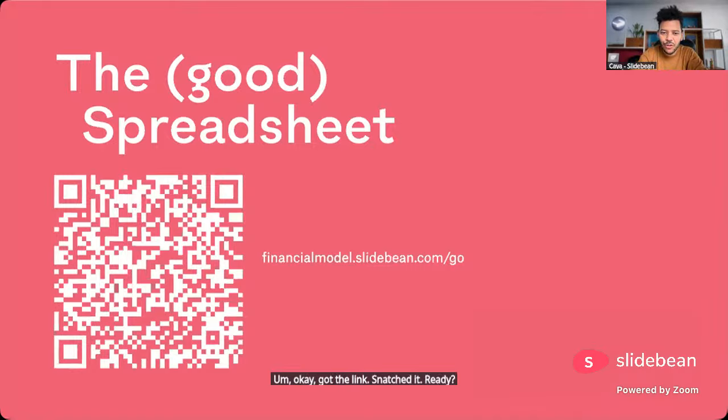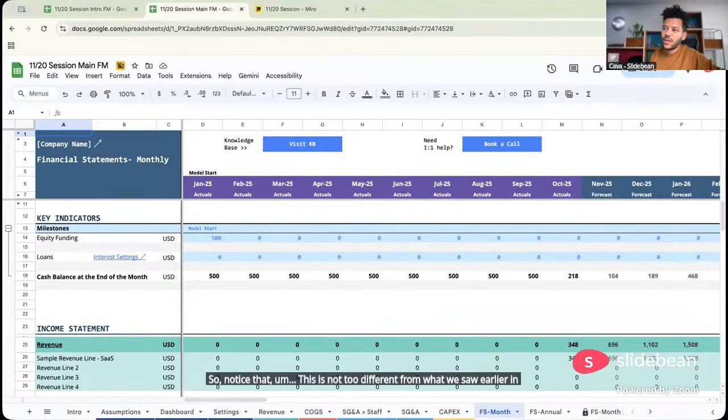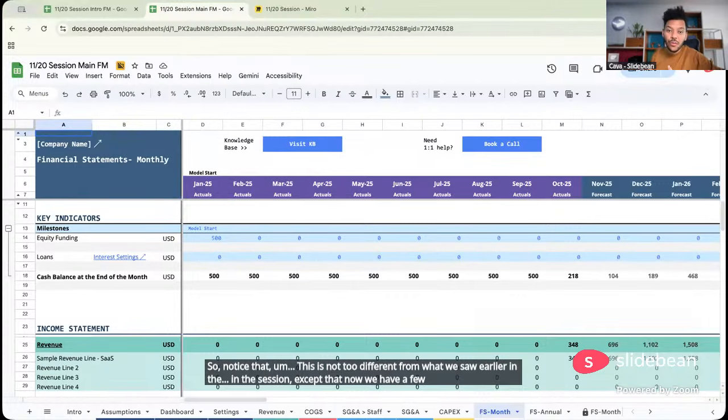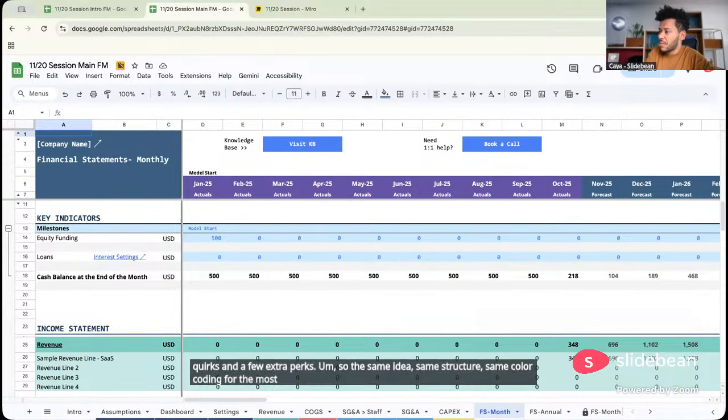Okay, so let me show you how to do a good financial model. Notice that this is not too different from what we saw earlier in the session, except that now we have a few extra quirks and a few extra perks. Same idea, same structure, same color coding for the most part, but we have some features now.